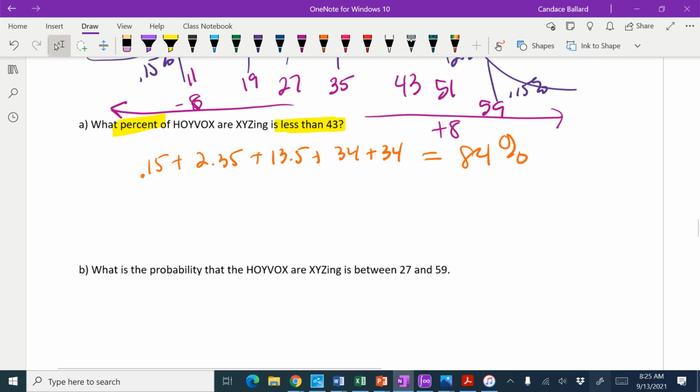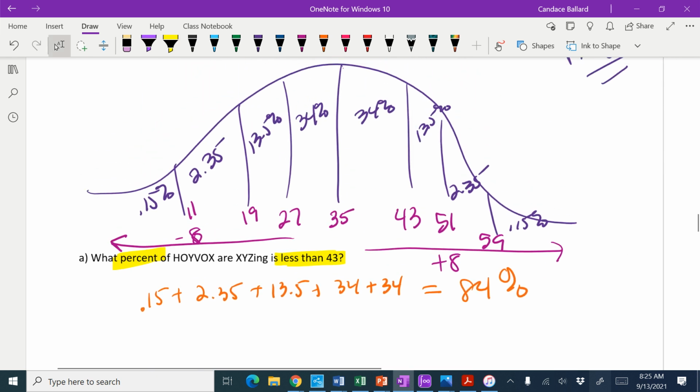It says, what is the probability? So that's a word to focus on. That the Hooyvacs or XYZ is between these two numbers. So I'm going to go find those two numbers. At the end, I'm going to convert to probability. So between 27 and 59.